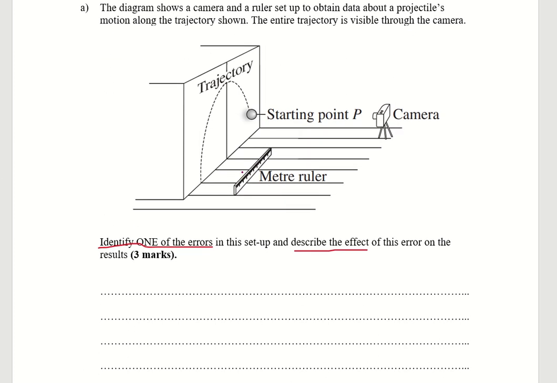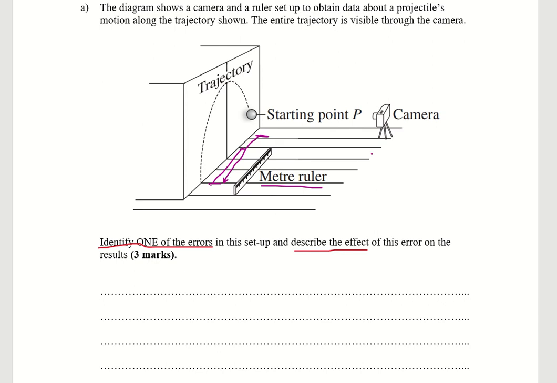Now, if you actually have a look, that little meter ruler that's going to measure the whole range or displacement kind of stops here. So as you can see, that's not really the true path that the projectile takes. It actually starts from point P, so it's around about here, then it goes all the way down there. So that's one of the errors.